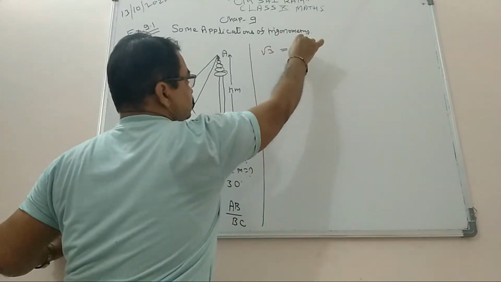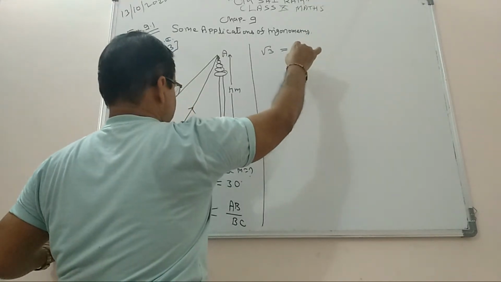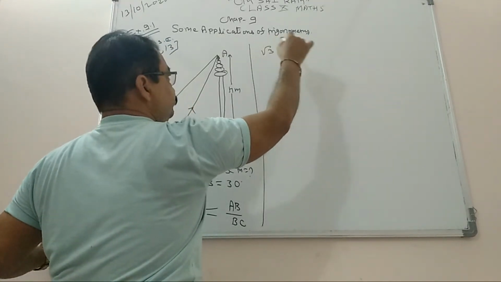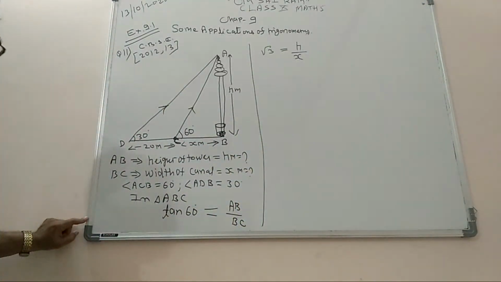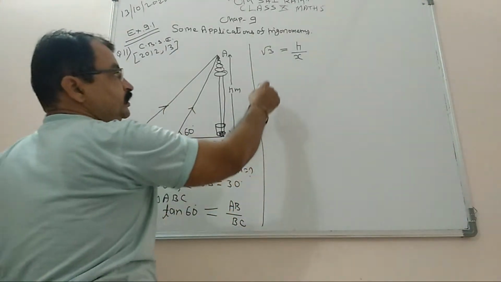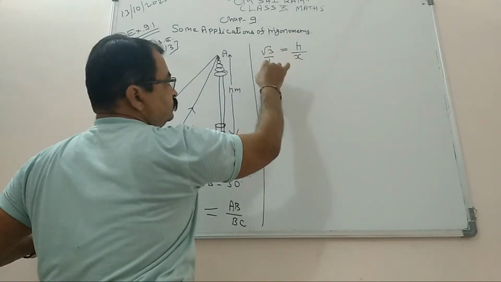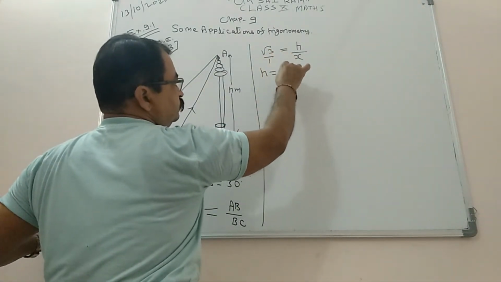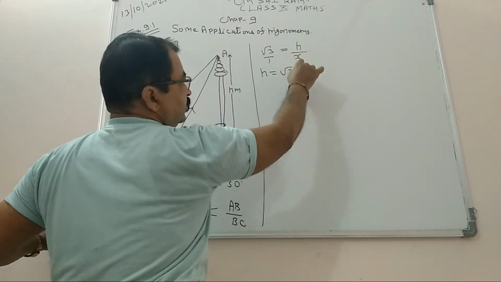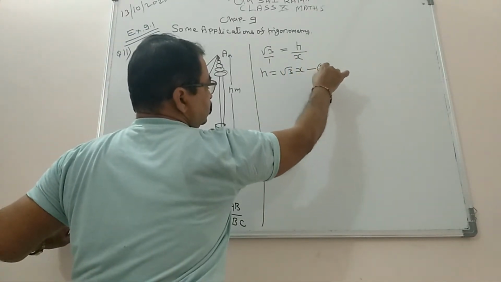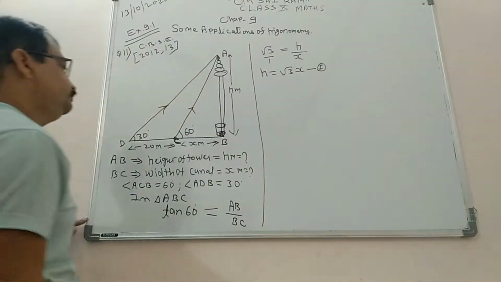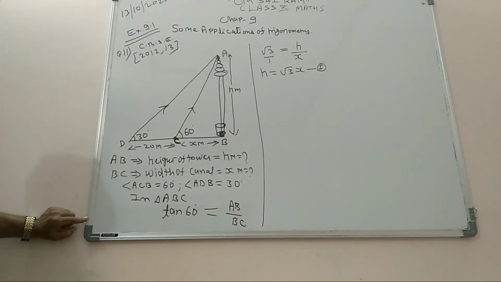BC we assumed as H, and AB we assumed as X, right? So what do we get children here? Cross multiplying, what do we get? H equal to root 3x, right children? So this is equation number 1. Clear? H equal to root 3x.